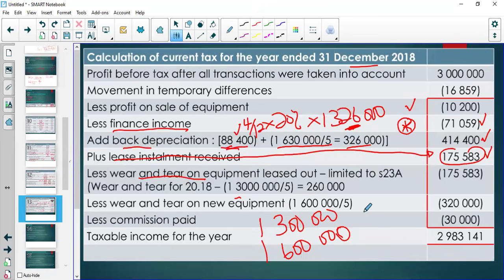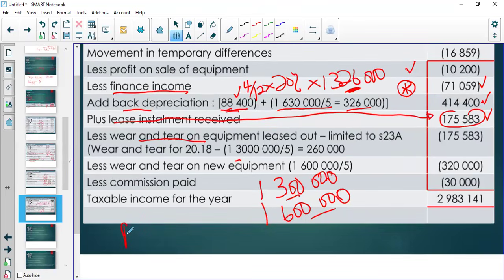Okay. So now this is what happens. We have one for 1,300, the other is 1,600. Now I just want to make something very clear for you. There is this thing called pro rata, and there's this thing called not apportioned. They would tell you what is not apportioned or what should be apportioned pro rata.